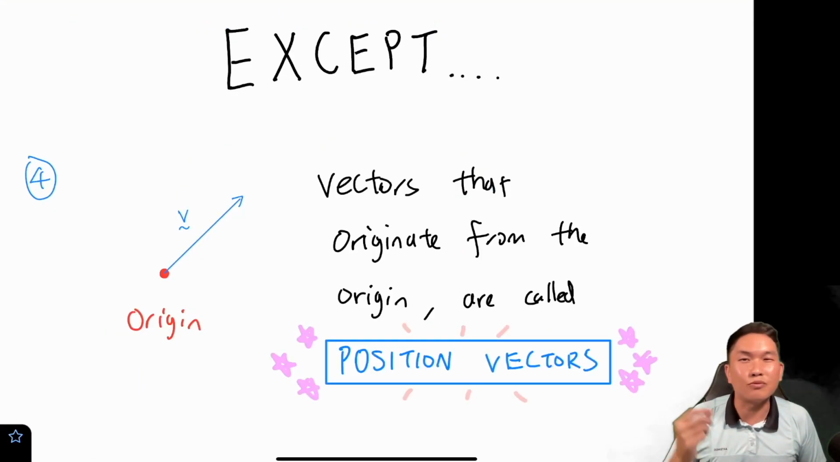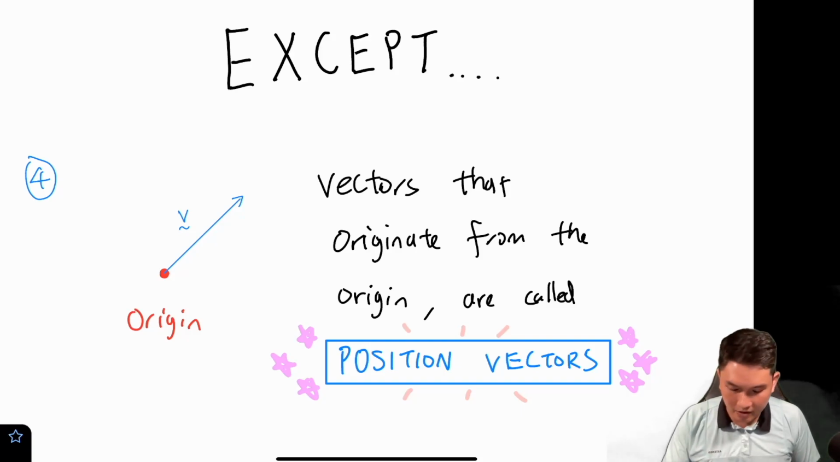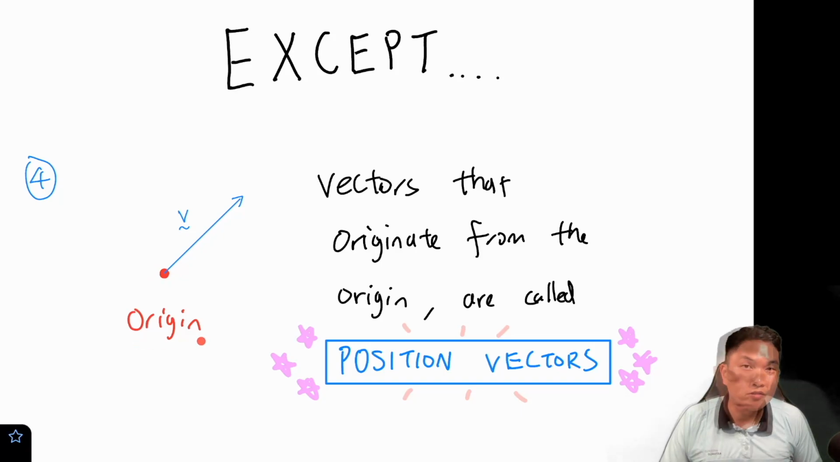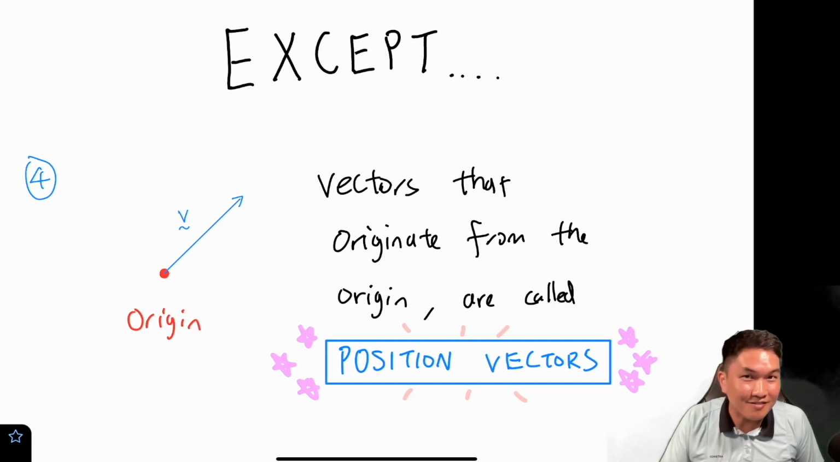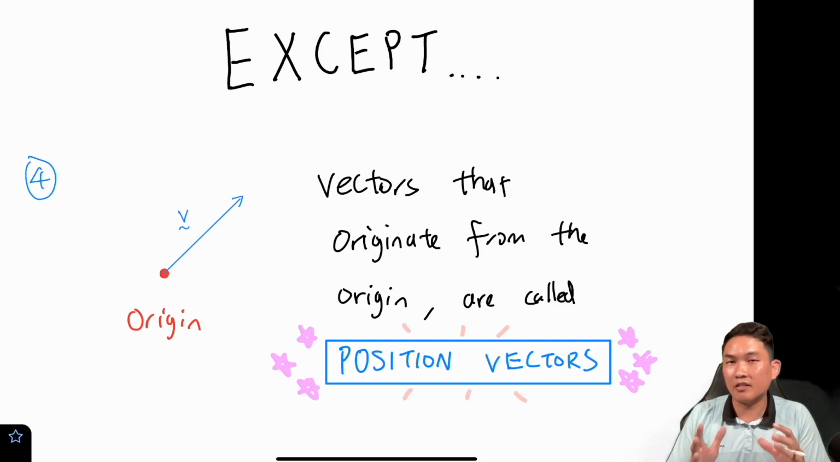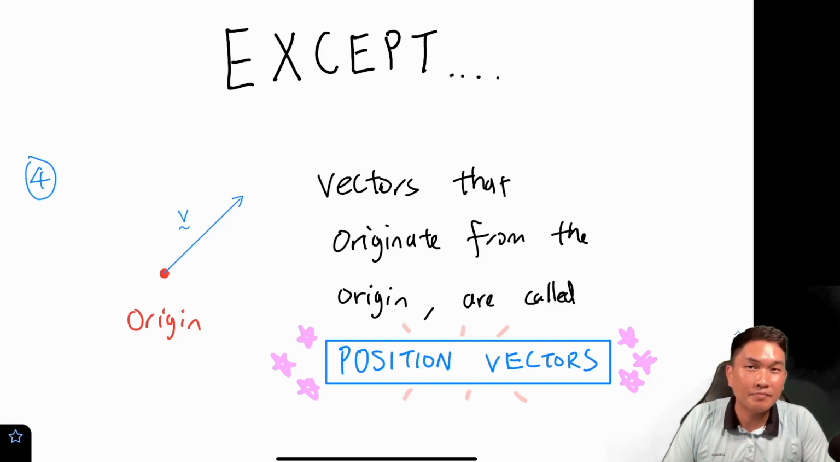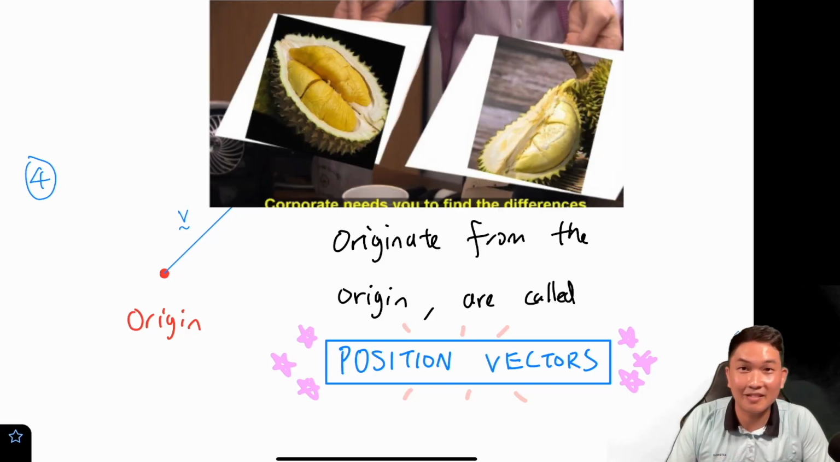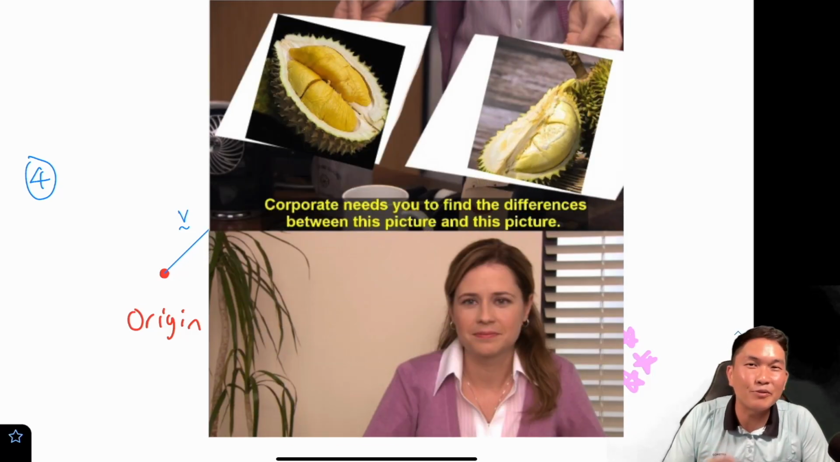The only exception to rule number 3, when you place your vector v, right, from the start to the end, and your starting point is the origin, or you can say that if your vectors originate from the origin, then they're called positional vectors. It's a very subtle difference between positional vectors and the other types of vectors. Kind of like if you've been eating durians for very long, you will know how to tell the difference between a Mao Shan Wang from Pahang and a Mao Shan Wang from Thailand. Very subtle, but you will know the difference.